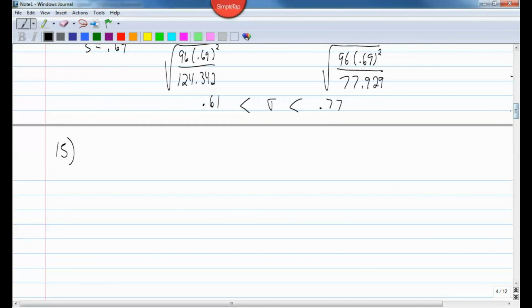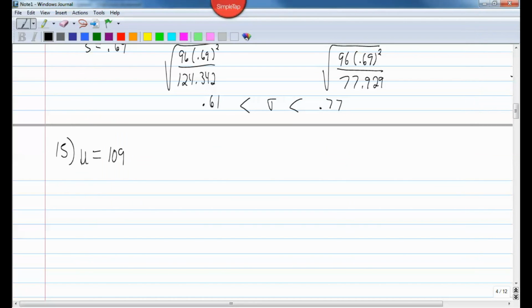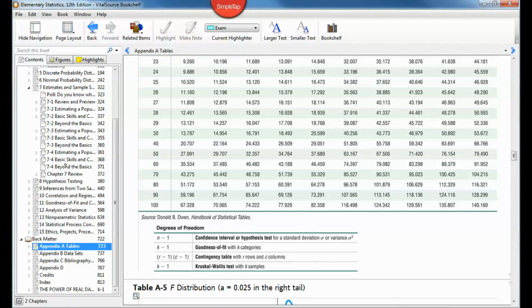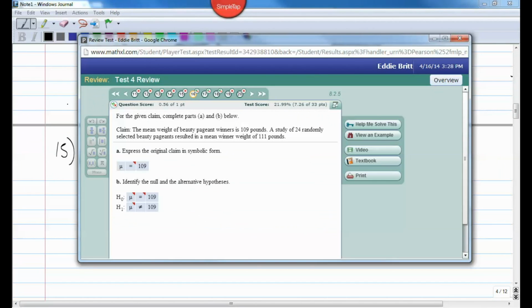Mean is mu. The claim is that mu is 109 pounds. So mu equals 109. That's the claim. Now, identify the null and alternate hypothesis.